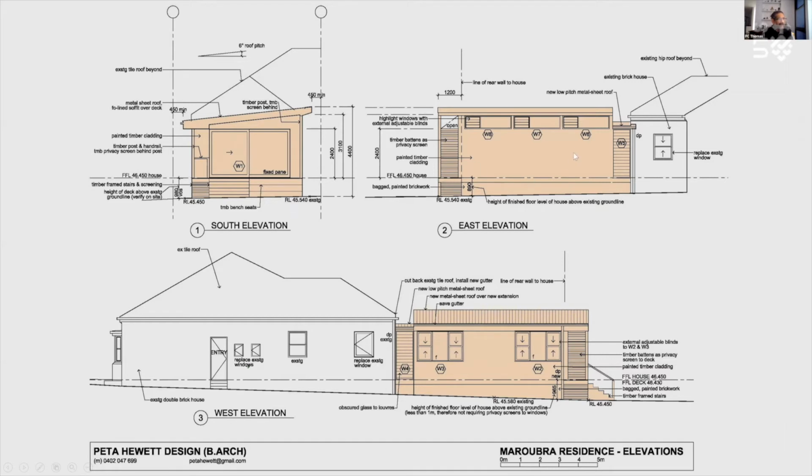But I've got now the east elevation, where it's going to overlook the neighbors. Now, I don't want to see him. He doesn't want to see me. So we put some daylight windows on the top. But we also make a third of those windows louvers, which I manually operate.